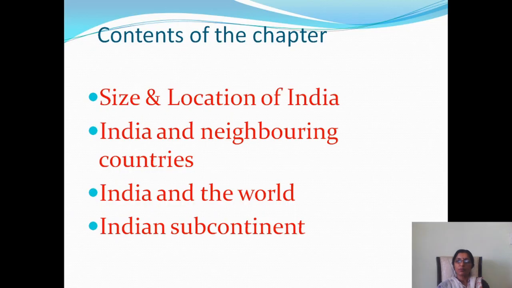The first chapter is India size and location. The main contents of this chapter are size and location of India, India and its neighboring countries, India and the world, and Indian subcontinent. We will read about these 4 contents in this chapter.